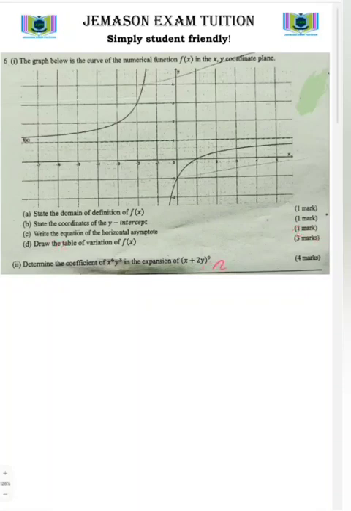And in Roman 2, we are asked to determine the coefficient of x to the 6th y cube in the expansion of (x + 2y) to the power 9 for 4 marks. So this is another topic, binomial expansions. In Roman 1, to start with, we are going to first analyze the graph.